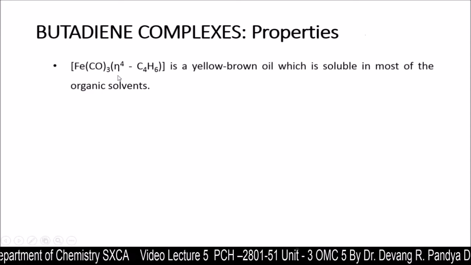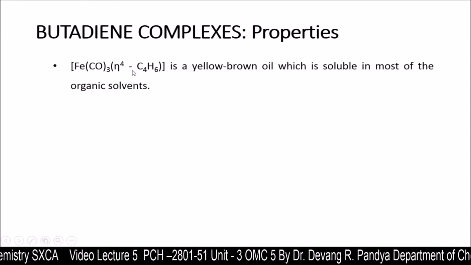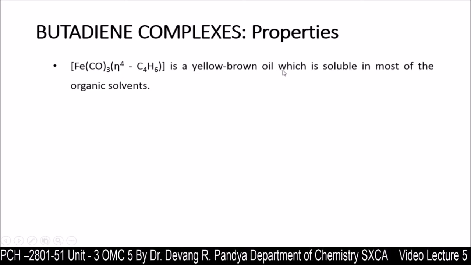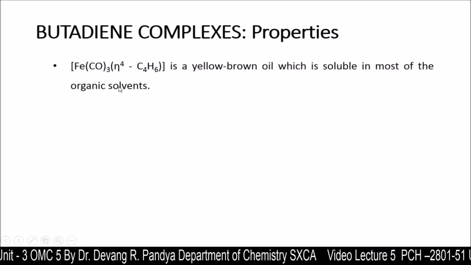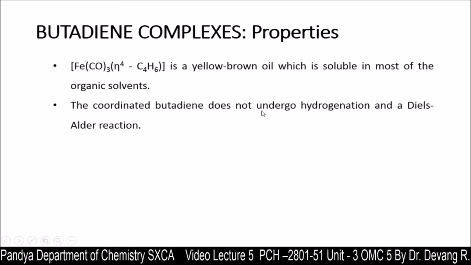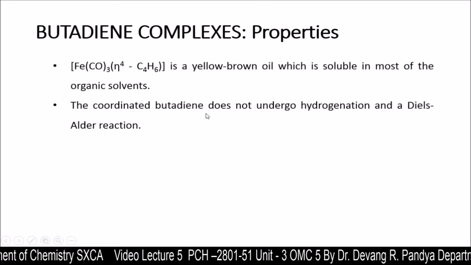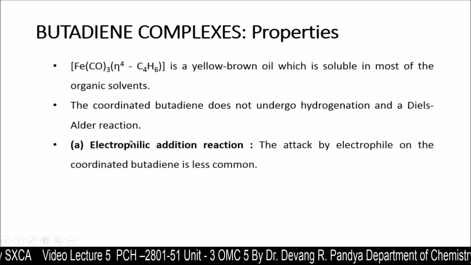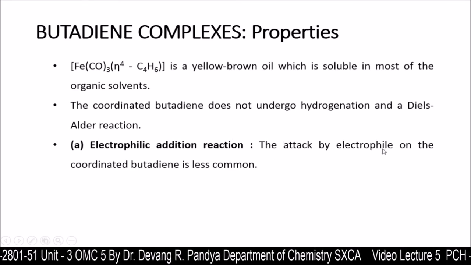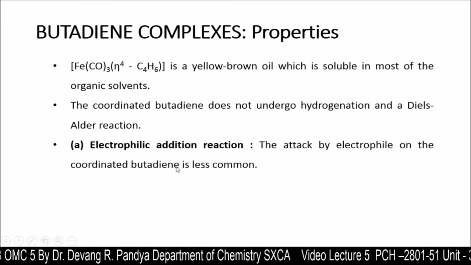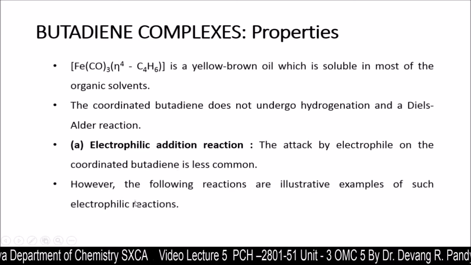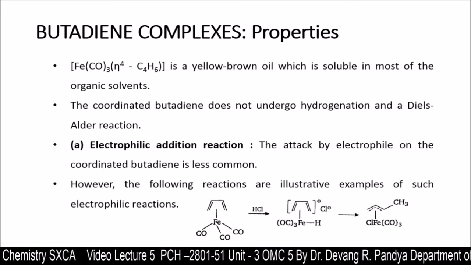Now the properties. This η4-C4H6 Fe complex is a yellow-brown oily compound which is soluble in most of the organic solvents. The coordinated butadiene does not undergo hydrogenation or a Diels-Alder reaction. Electrophilic addition reaction is shown over here in the property. The attack of electrophiles on the coordinated butadiene is less common. However, the following reactions are illustrated as examples of such electrophilic reactions, which we can see over here.